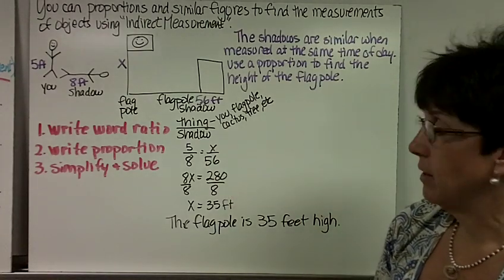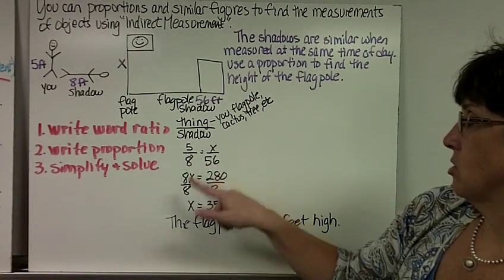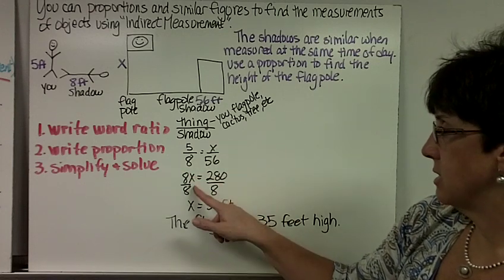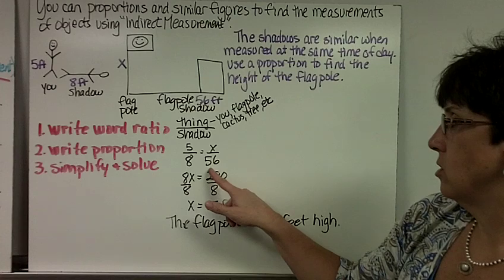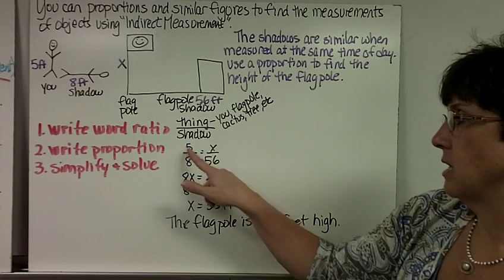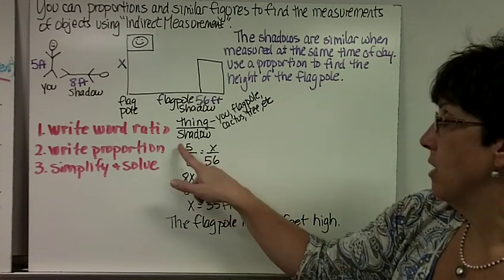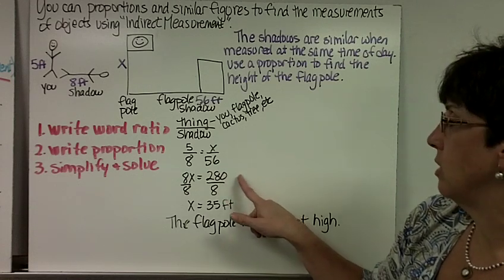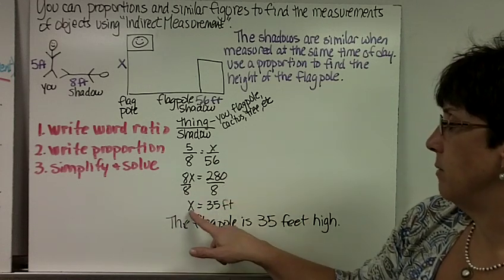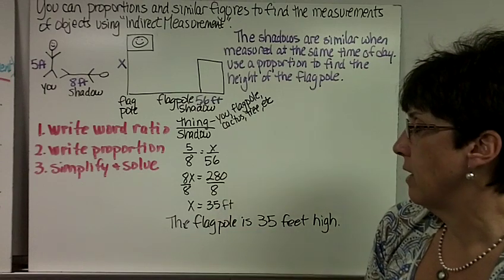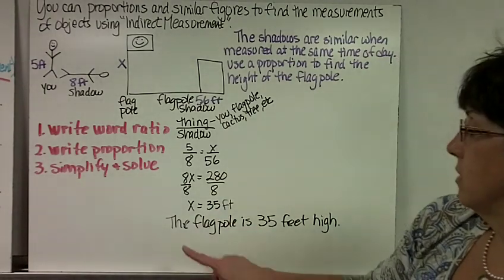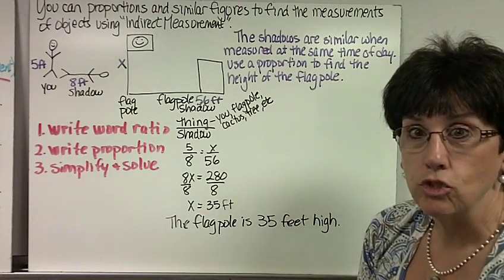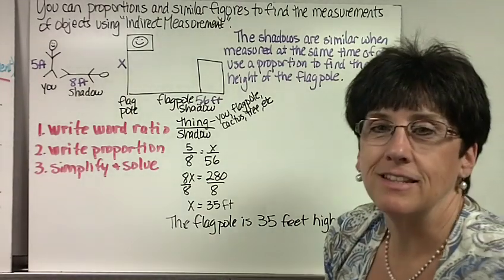Now I can't simplify 5 over 8, so I'm just going to cross multiply. 8x equals 280, because I did 5 times 5 is 25, 5 times 6 is 30, so 250 plus 30 is 280. Divide by 8, divide by 8. X is 35 feet. Therefore, the flagpole is 35 feet tall. And there's no way you could have just measured that. All right, that's it.